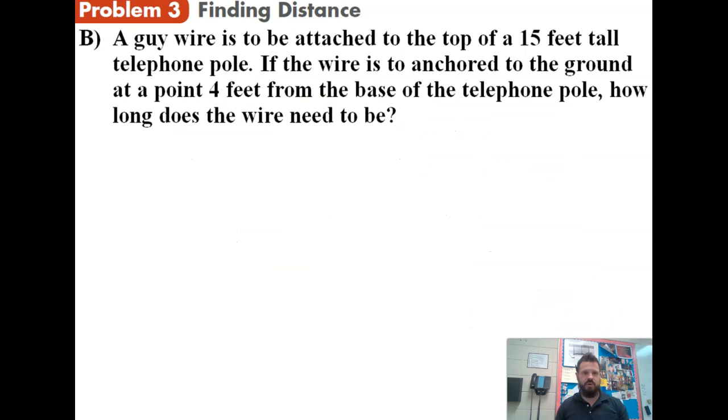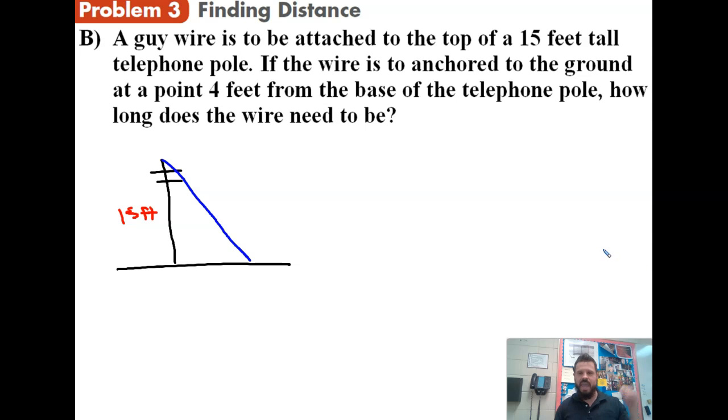All right, running through part B, we have a guy wire that is to be attached to the top of a 15-foot tall telephone pole. Let's start drawing that out. We have a telephone pole. We know it's 15 feet tall. And we're going to hook a wire to the top of it, like so.